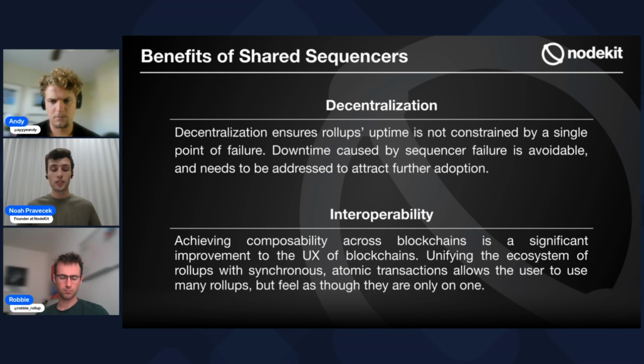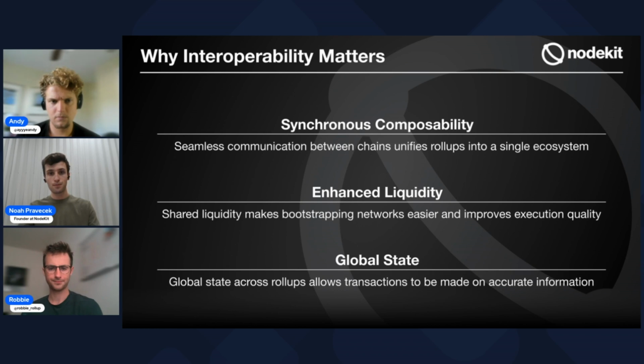So the big benefits of shared sequencers are decentralization, as well as achieving better interoperability. We think these benefits go hand in hand. If you just have the decentralization, it isn't as valuable. If you just have the interoperability, it's still valuable, but you can't get all the rollups to trust the same sequencer if it's just one person running it. So you need both sides for a shared sequencer to really work.